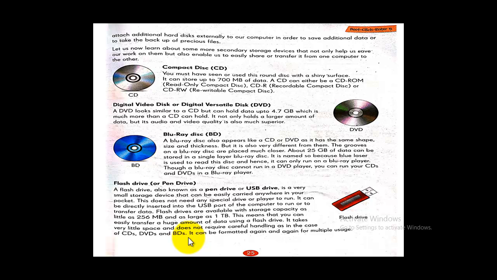Most of us now use only pen drives. Now CDs, DVDs and Blu-ray discs, we don't use these things. Now we use only pen drives, memory cards, or memory chips that we use in our smartphones. The capacity of a smartphone nowadays is 128 GB, 64 GB memory storage. A smartphone also has a very huge amount of storage capacity.